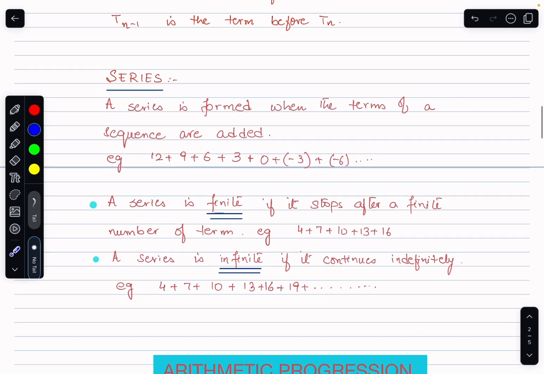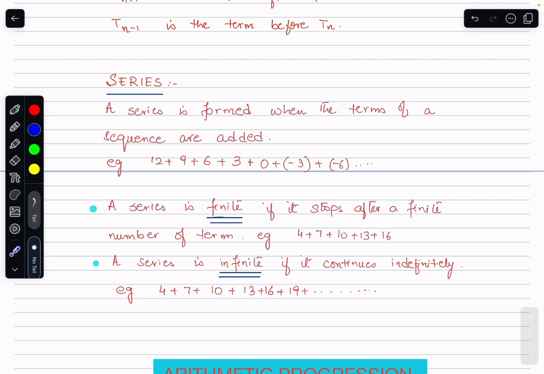Series. So the third terminology to understand is series. A series is formed when the terms of a sequence are added. Example, 12 plus 9 plus 6 plus 0 plus -3 plus -6.